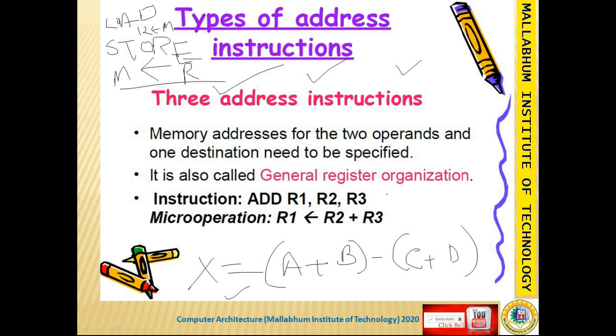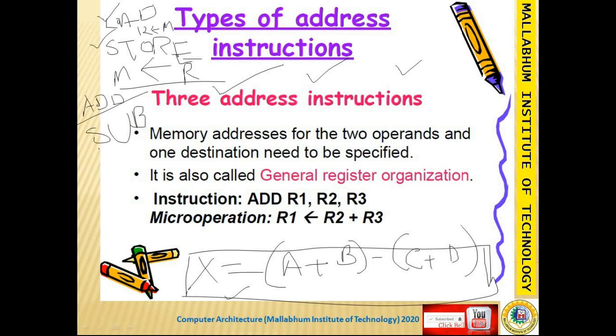Now the 3 address instruction. Our main motive is to evaluate arithmetic expressions with the help of the different types of instruction formats available, that means 3 address, 2 address, 1 address. We will use the symbolic opcode load for transferring data from memory to register, and the symbolic opcode store for transferring data from register to memory. We will also use add and sub, the symbolic opcodes for performing addition and subtraction.